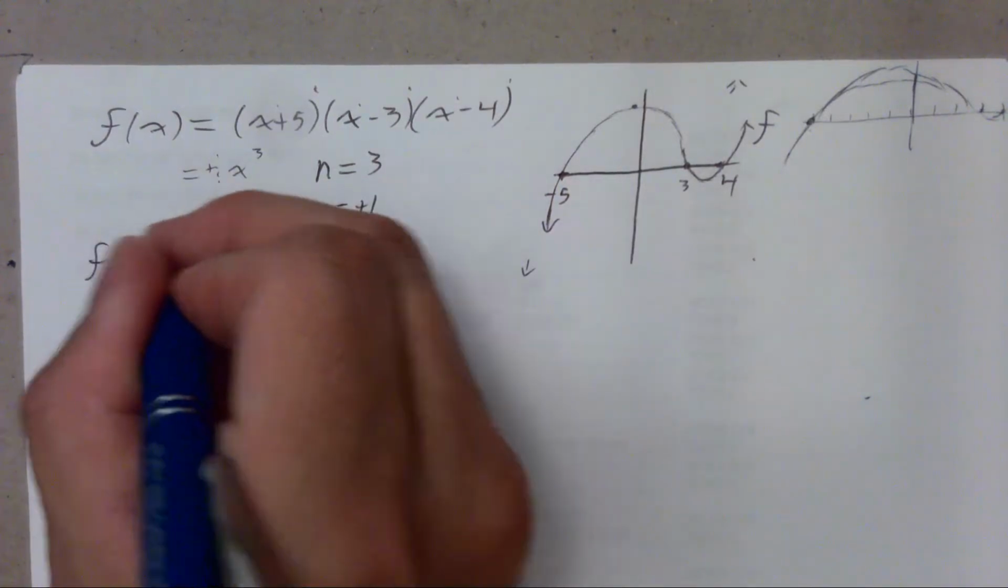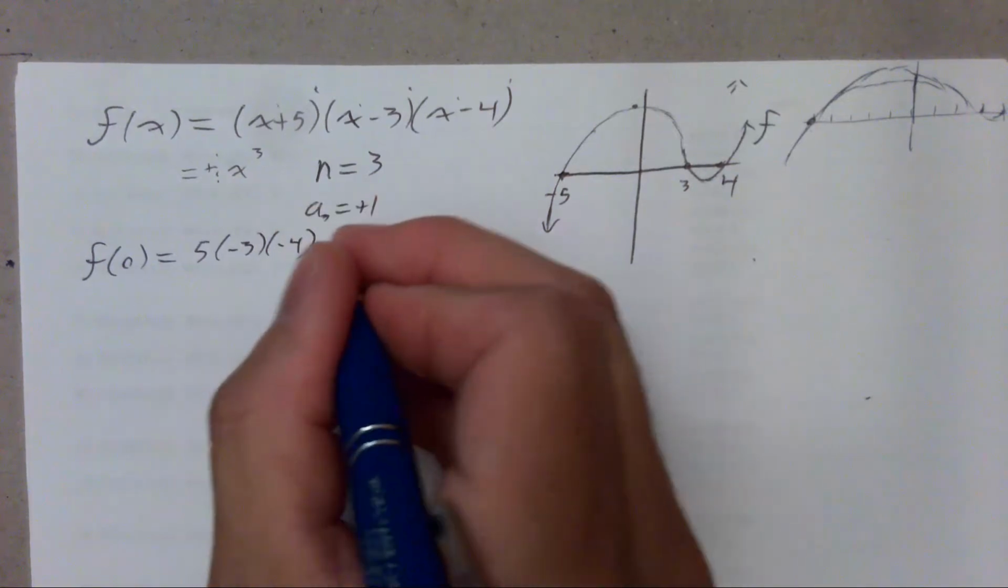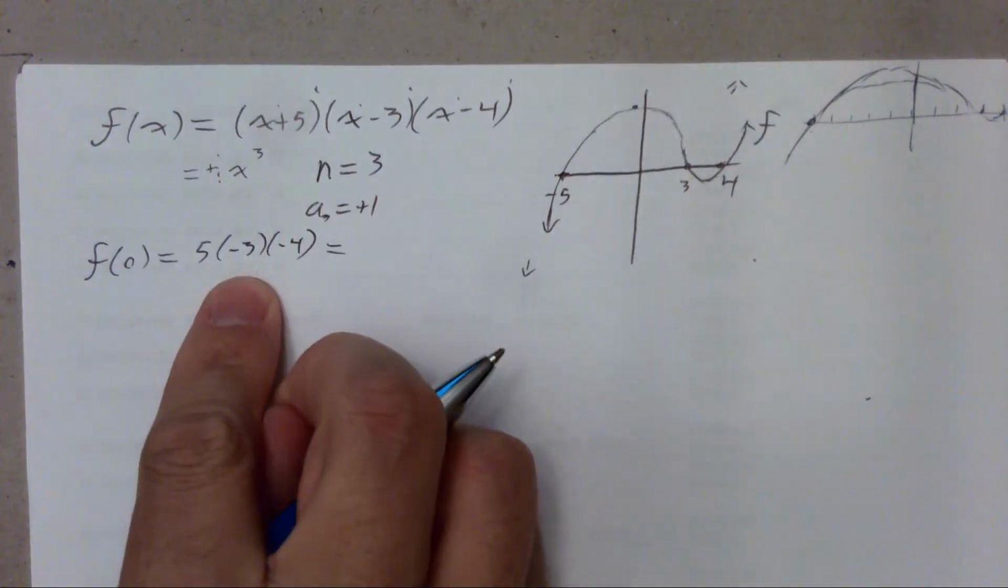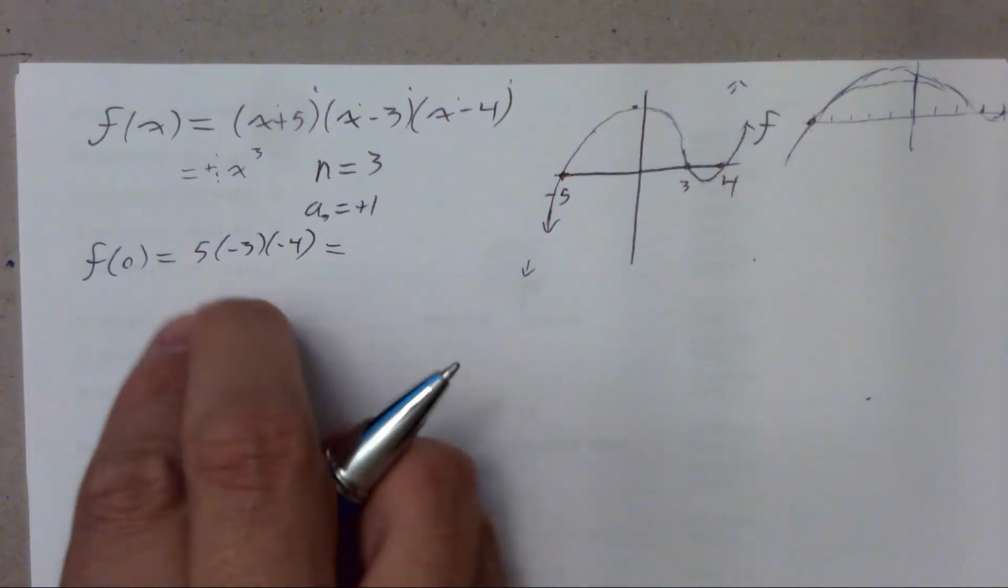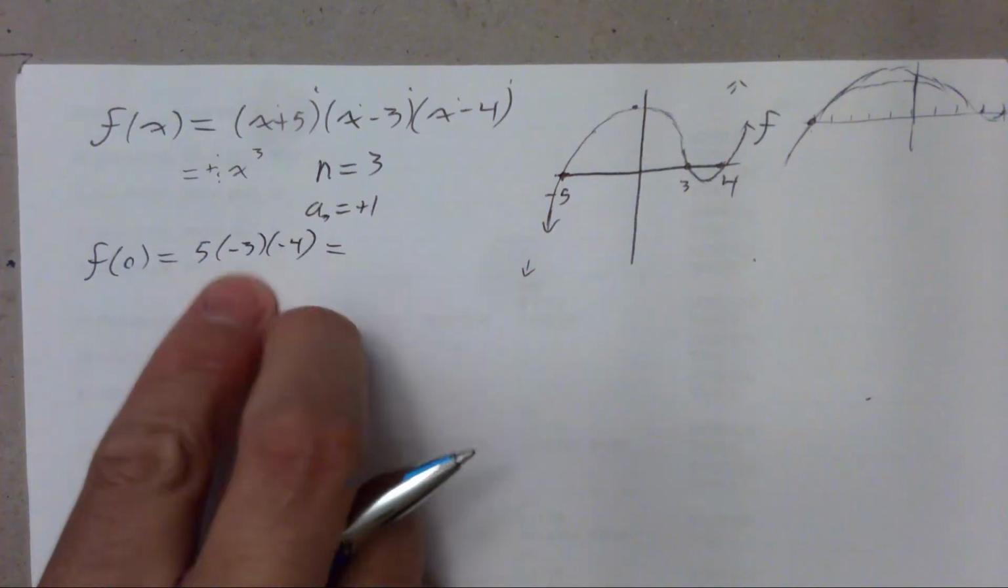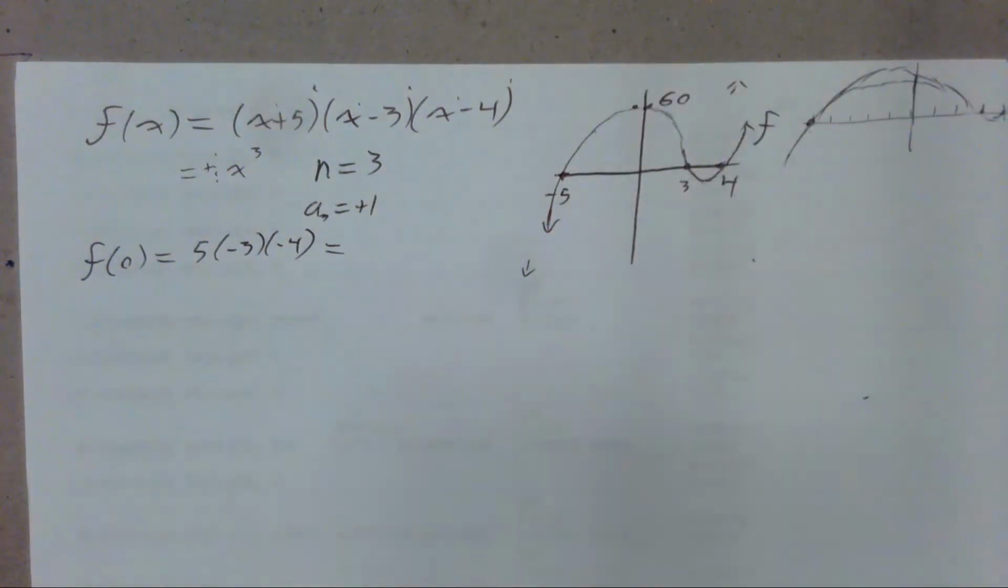F of 0 in this case is going to be 5 times -3 times -4. And don't let the size of this number change your sketch at all. This is going to be, let's see, 12 times 5 is 60, or 15 times 4 is 60, or 20 times 3 is 60. And that right there is 60, because I say so.